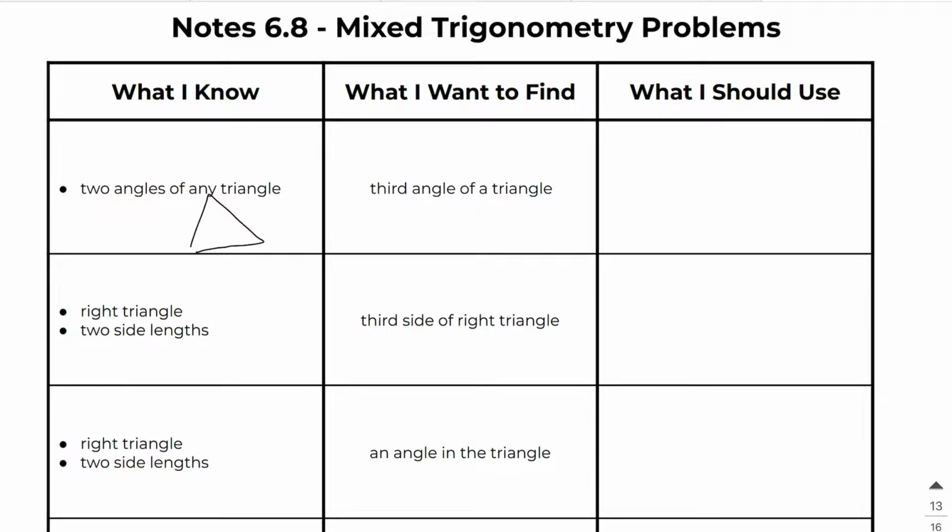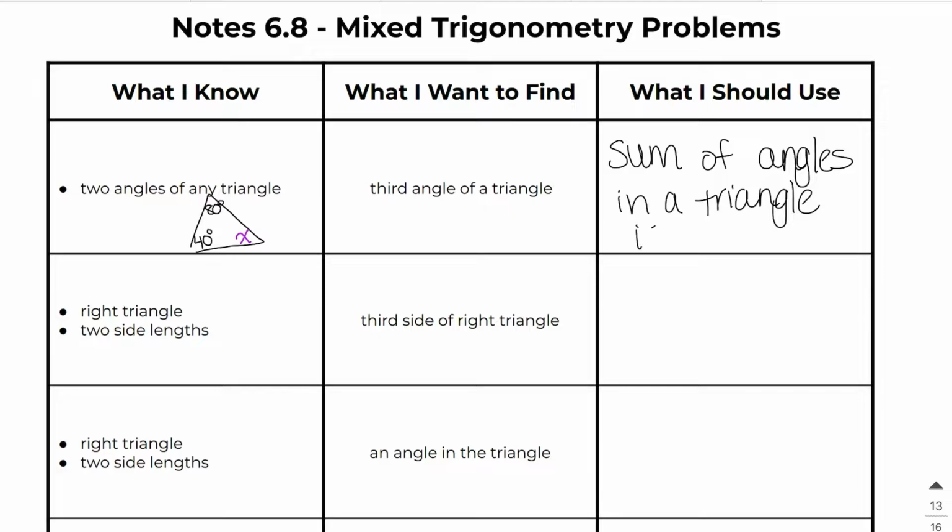Okay? So if I'm given two angles of a triangle, so for example, if I know in my triangle that this angle right here is 40 degrees, this angle right here is 80 degrees, and I want to figure out the third angle of a triangle, what should I use? I should use the fact that the sum of angles in a triangle is 180 degrees. So I would just add the 40 and the 80 together. I would get 120, subtract 120 from 180, and I would know that the missing angle is 60 degrees.